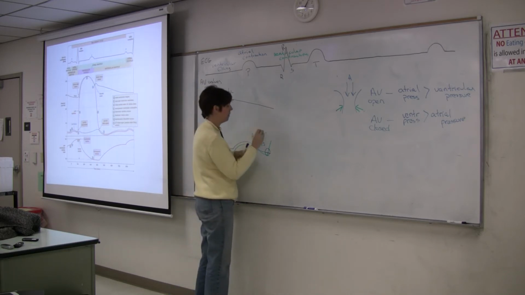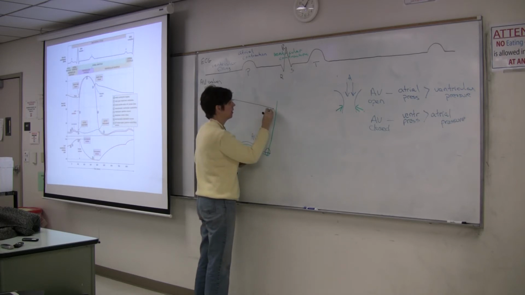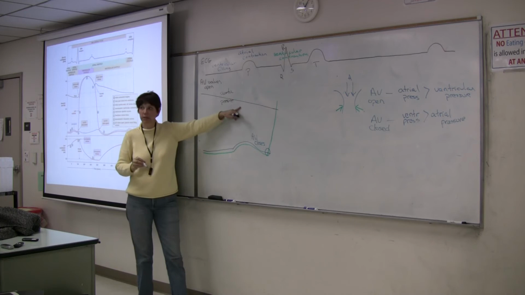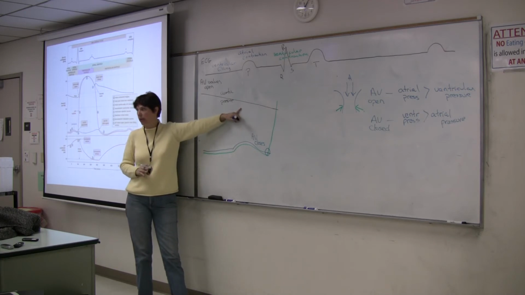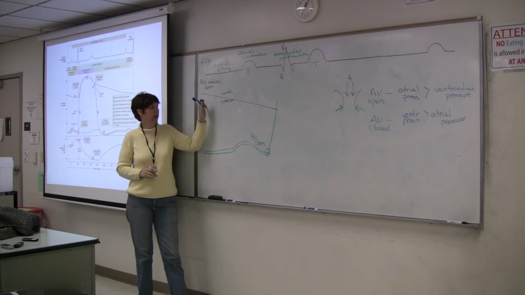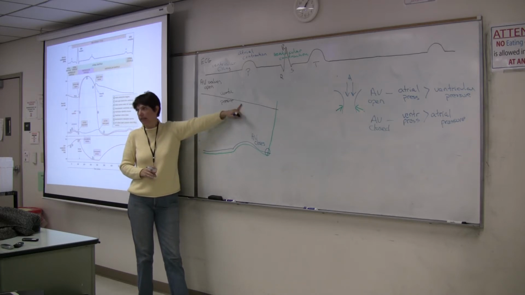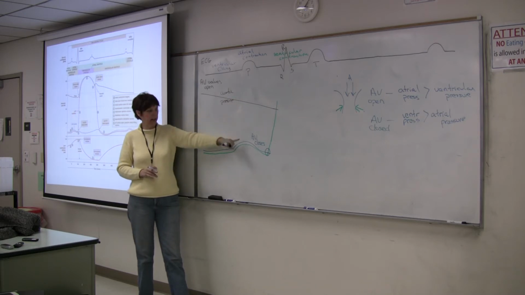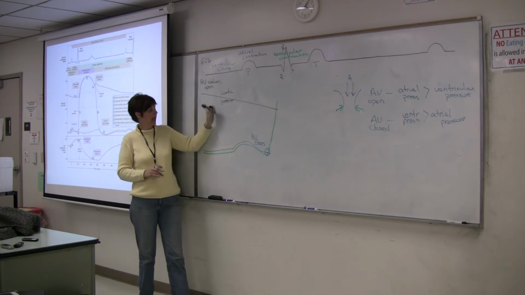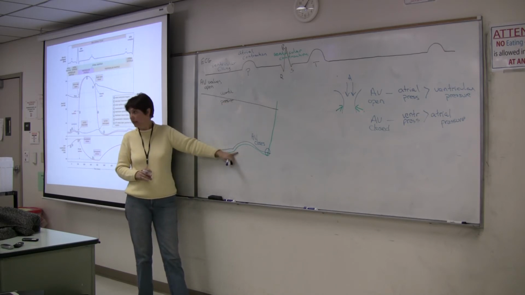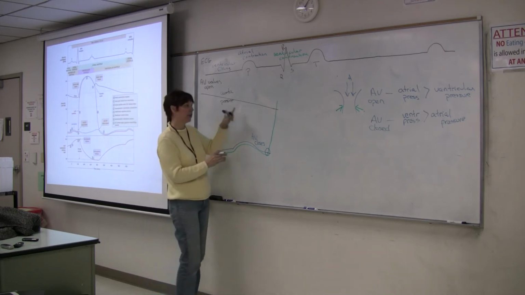And my ventricular pressure is rising. Now, while aortic pressure is dropping, are my semilunar valves going to be open or closed? Closed. What's closing them? The fact that aortic pressure is higher than ventricular pressure. So this entire time, aortic pressure is higher than ventricular pressure, so my aortic valves are going to be closed.